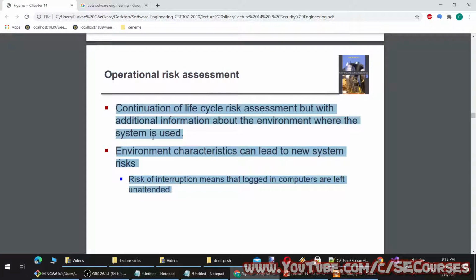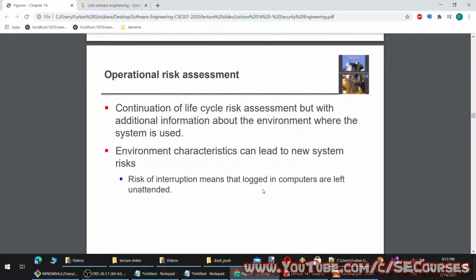Operational risk assessment. Continuation of life cycle risk assessment but with additional information about the environment where the system is used. Environment characteristics can lead to new system risks. Risk of interruption means that logged-in computers are left unattended.